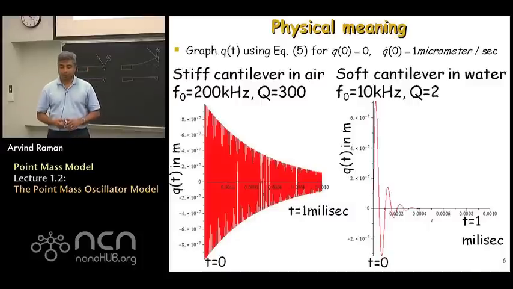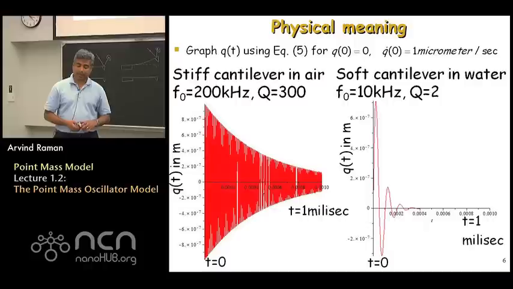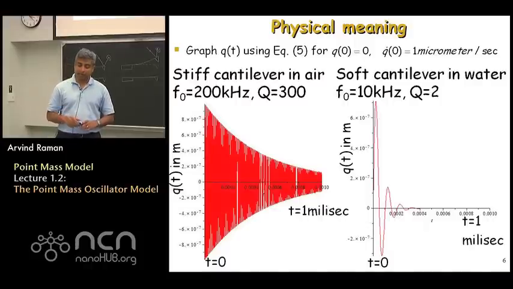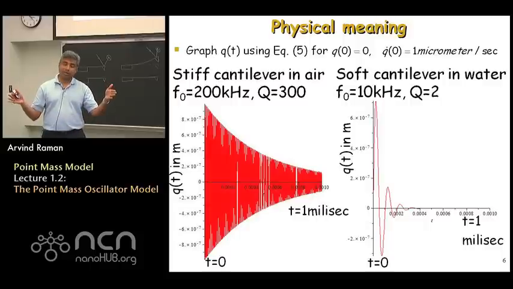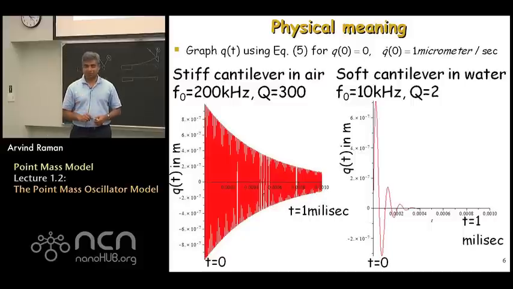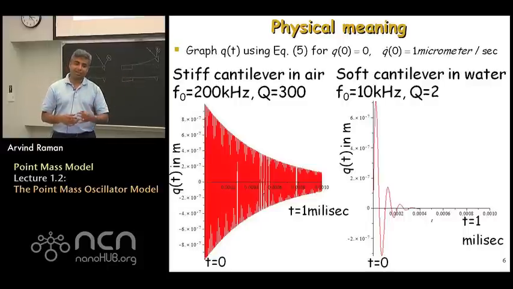As another example, what is shown in this slide is we've taken the general equation form 5 from the previous slide and provided an initial velocity of 1 micron per second. And we've written that expression, the solution shown in the previous slide, for two cases. One is a stiff cantilever in air, and the other is a soft cantilever in liquids. The solution is plotted over the same time range, going from 0 to 1 millisecond. We see two very important things right away. The first is that in the same time period, you get many more cycles of oscillation for the high-frequency cantilever. This should come as no surprise. It's a higher frequency, so you can fit in many more cycles of oscillation in the same time.